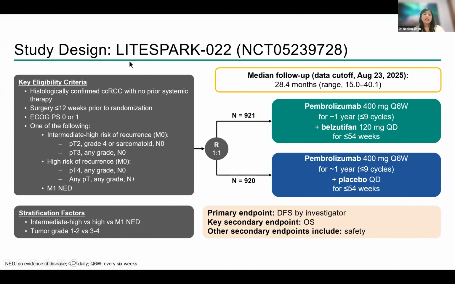Here, if we see the key eligibility criteria: histologically confirmed clear cell RCC, with surgery done less than 12 months ago. They included intermediate-high risk of recurrence patients, pT2 grade 4 or sarcomatoid, N0, and pT3 any grade, and patients with high risk of recurrence, that was pT4 any grade, N0, any pT any grade, and M1 NED. It's 1:1, pembrolizumab for 1 year plus belzutifan for up to 54 weeks, and the second arm was pembrolizumab plus placebo. The primary endpoint is disease-free survival, and the key secondary endpoint is overall survival. They also used stratification factors: intermediate-high versus M1 NED, and the tumor grade.